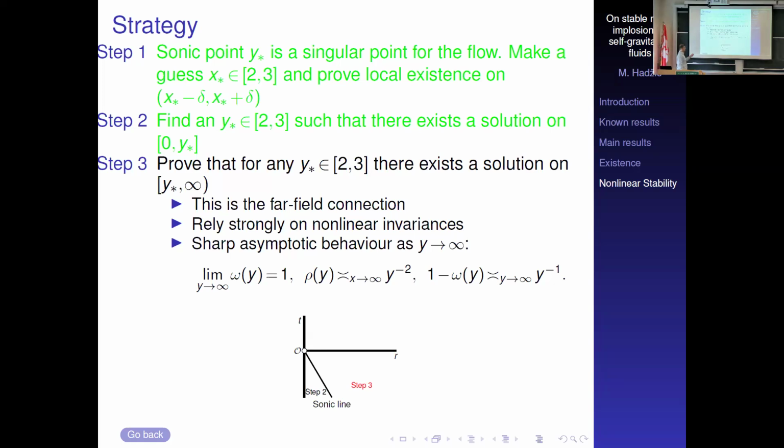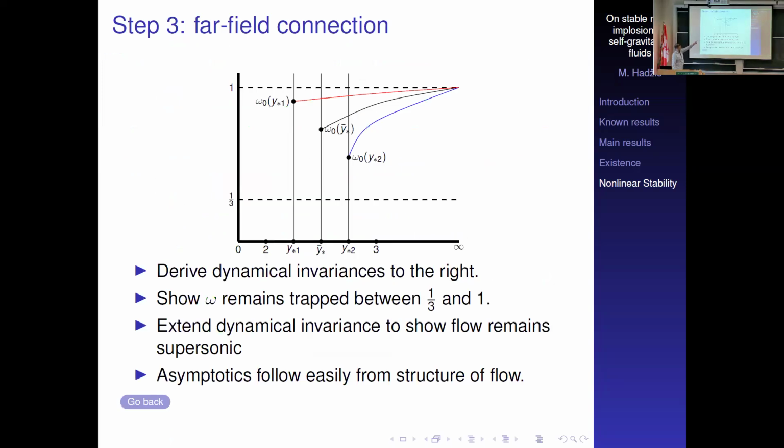That connection works for any of these slopes between 2 and 3. So the picture is basically like that, if you want to draw a comparison to the previous picture. Any choice connects to infinity. Okay. And now you glue them together, and that particular one choice of y star, that is your sonic point, and that essentially is the core of the argument.